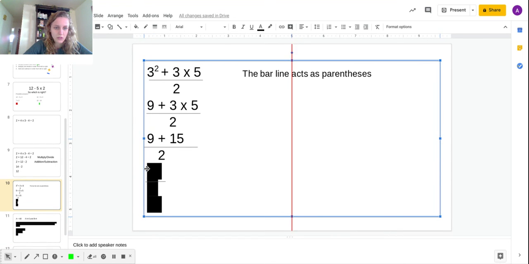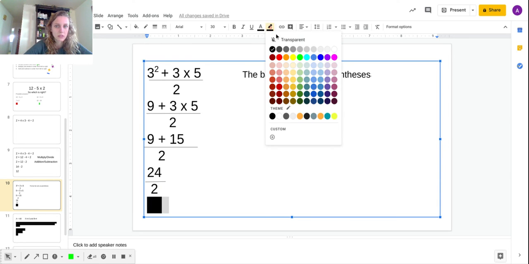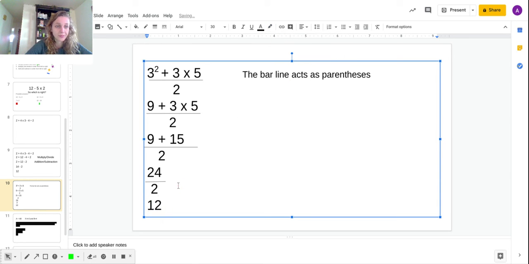Okay. So now what? I still need to add. So 9 plus 15 is 24. So I have 24 over 2. What is 24 divided by 2? It's 12. So that's how we would do one like that.